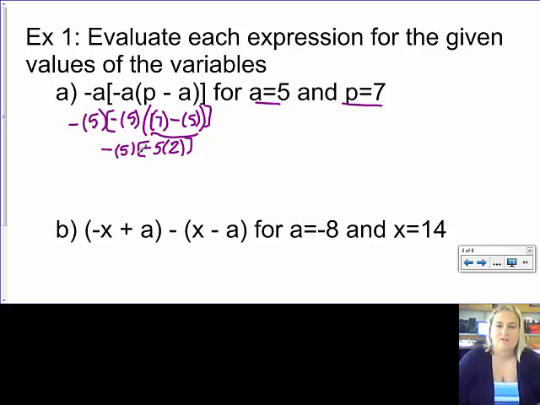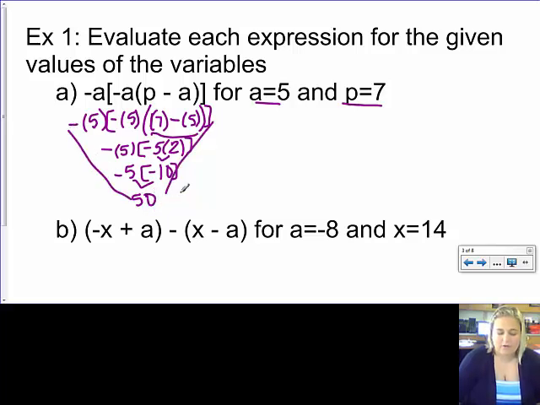Once we're here, we need to simplify inside parentheses again. Remember, brackets are another type of grouping symbol. So we have negative 5 times 2, which gets us a negative 10. And then out here, this negative and 5 just gives us a negative 5. So negative 5 times negative 10 is going to give us a positive 50. This is our final answer. And notice that wonderful tornado that we have leading us to our final answer.